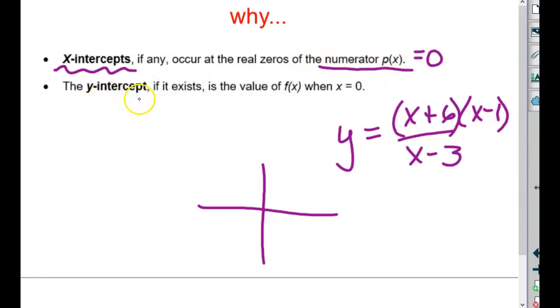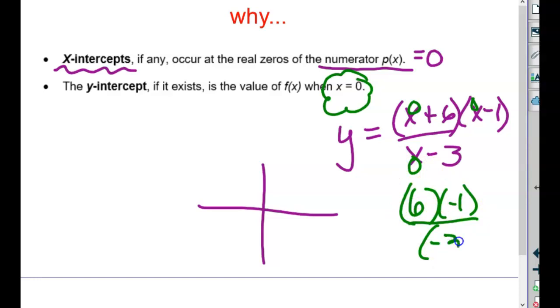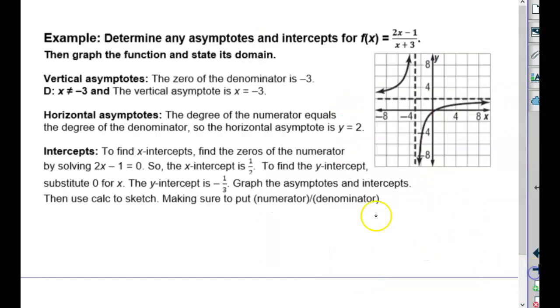The y-intercept, same as all year. The y-intercept is when x equals 0. You put a 0 in. So if I were to put a 0 here, a 0 here, and a 0 here, I'd have 6 times negative 1 divided by negative 3. So this would come out positive 2. Did I do that right? So there I'd have a y-intercept of (0, 2). Okay, so you put in x equals 0 to find that. That should make sense as well.